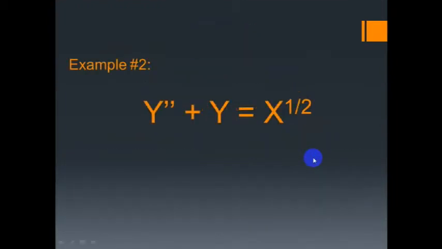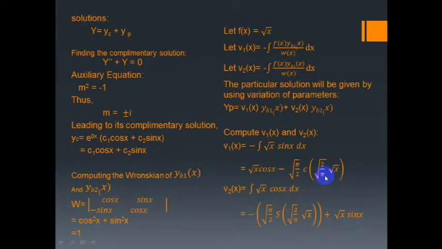Let's proceed to example number 2. y'' + y = x^(1/2). Again, it's a non-homogeneous equation. For finding its complementary solution, we must get its auxiliary equation. In here, its roots are complex, which is m = ±i. Just like in the previous example, we then have its complementary solution, yc = c1 cos x + c2 sin x.